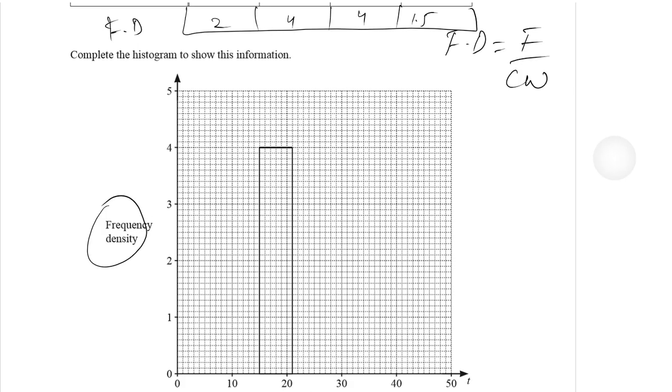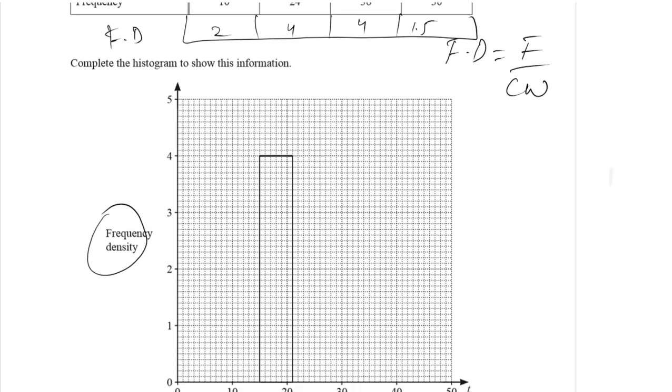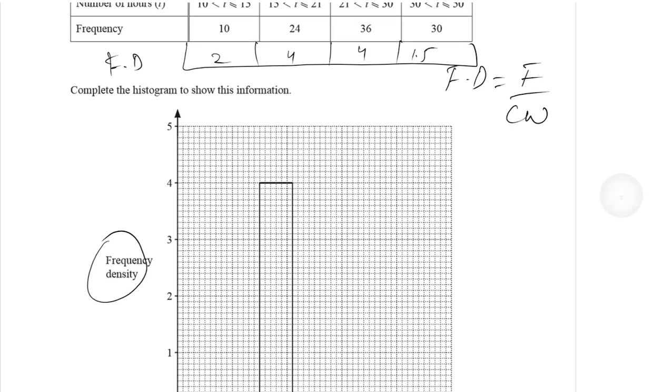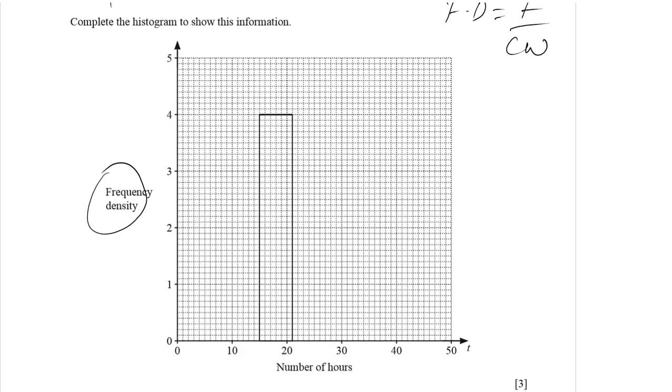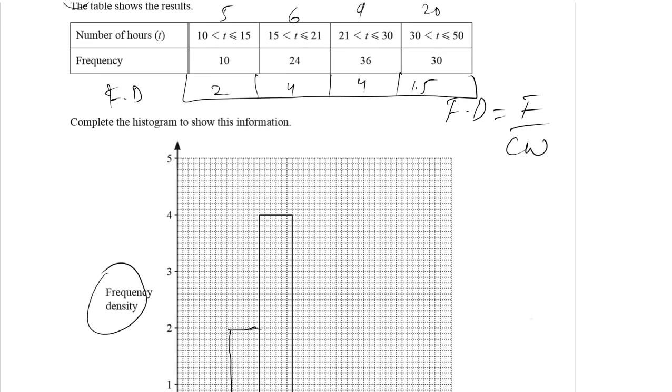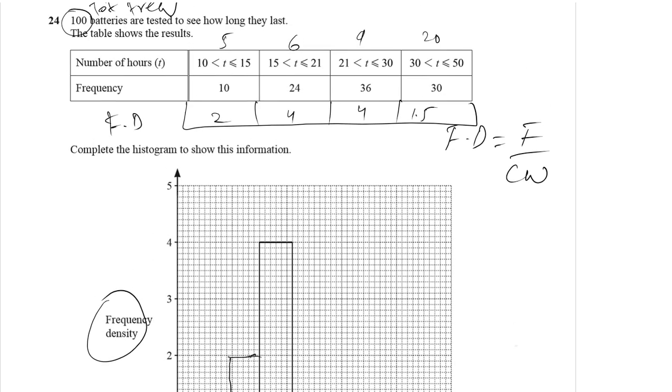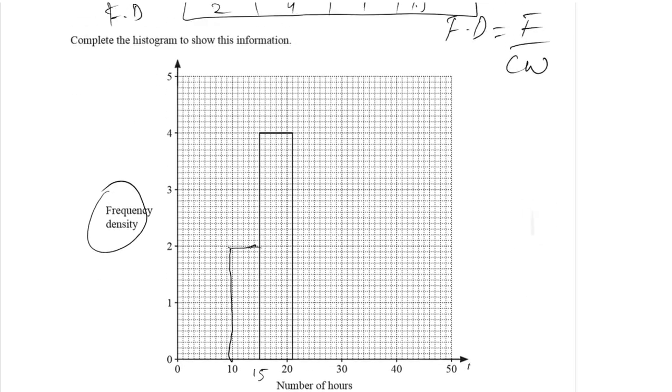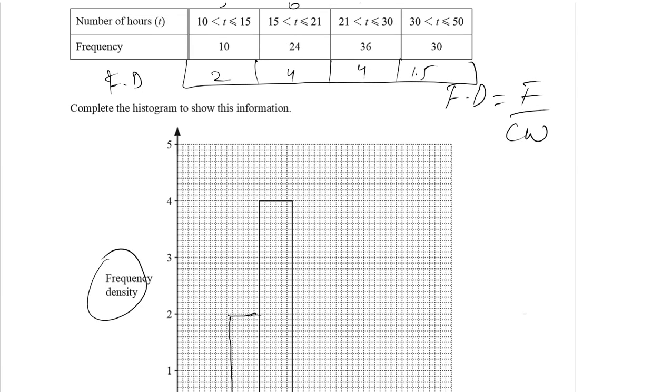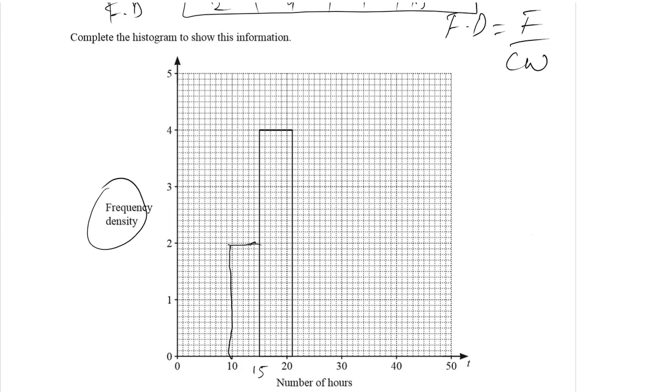Alright, now let's complete our histogram. So the first interval is 10 to 15 and its frequency density is 2. So 10 to 15. If this is 20, this is 10, it has to be 15, and our first bar would be somewhere here. Okay, secondly, 15 to 20 is done for us. 20 to 21 actually is done for us. 21 to 30 is your frequency density, so 21 to 30, your height is 4.